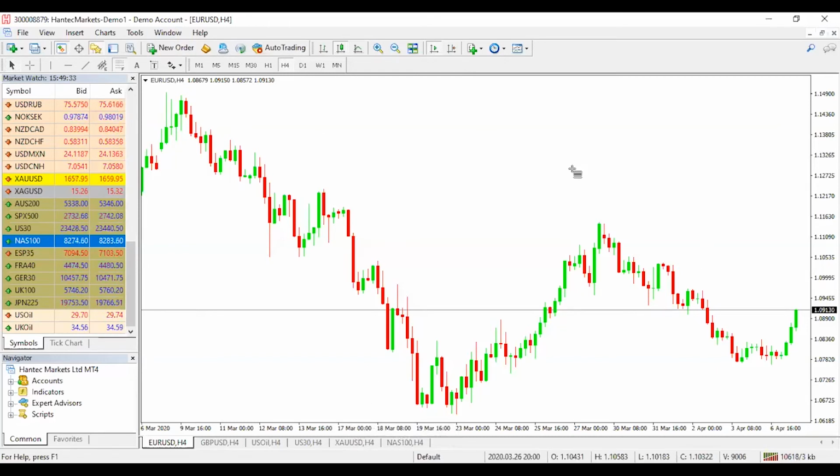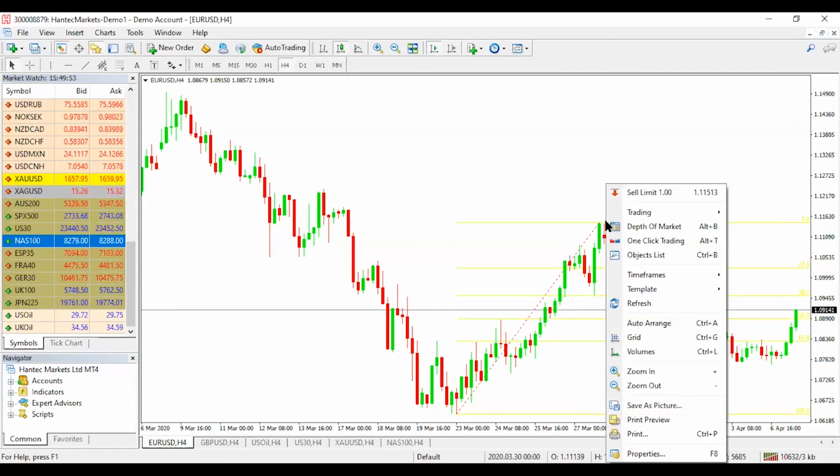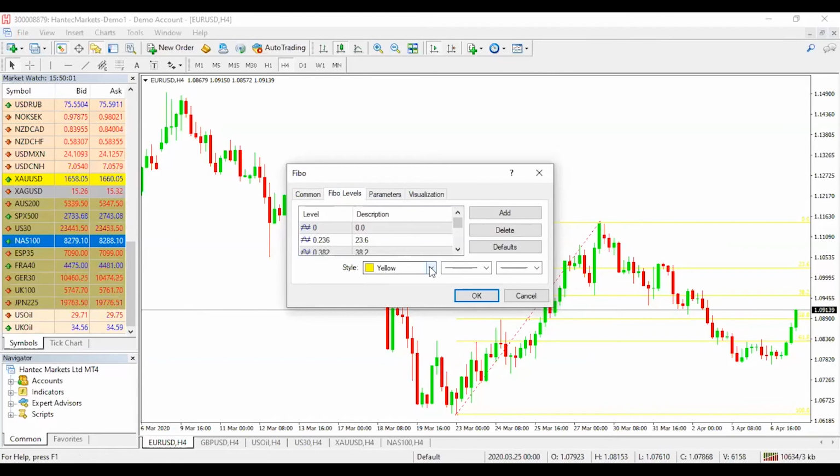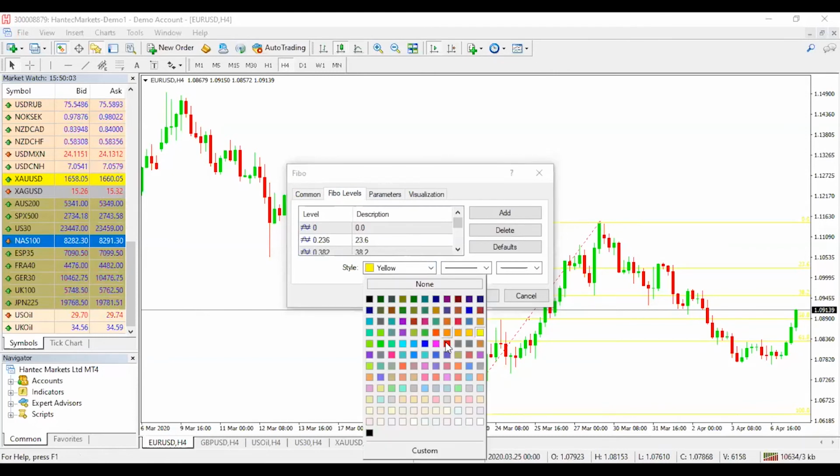Another tool, which I'll be taking in a class towards the end of the month, is a technical tool that I use called Fibonacci. So Fibonacci gives me what we call a retracement. Let me change the color because I can't see this yellow. Let's make it blue.